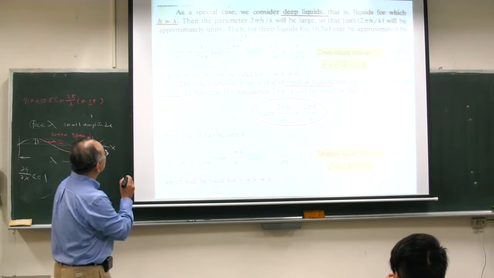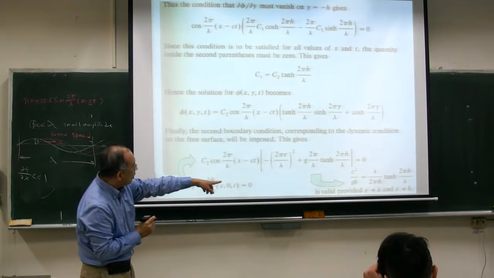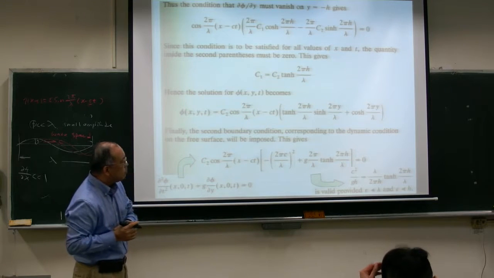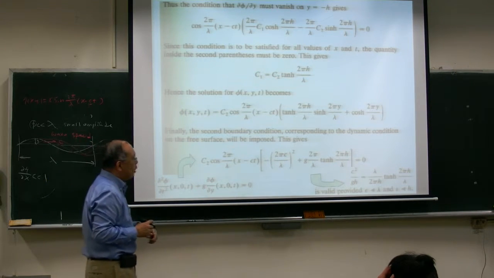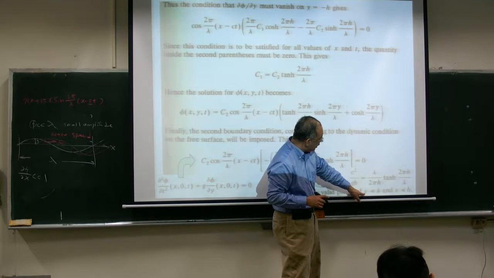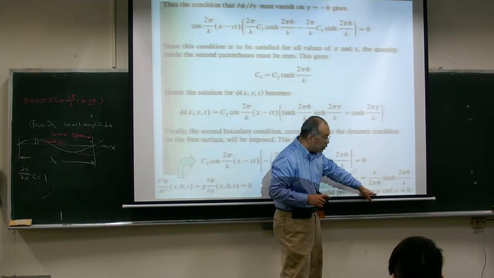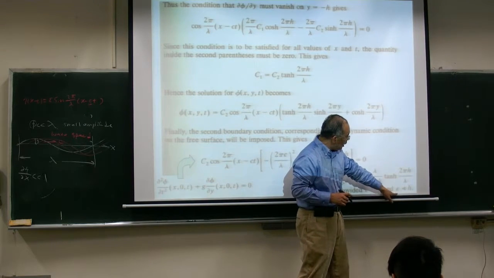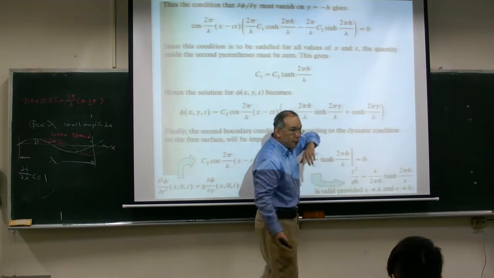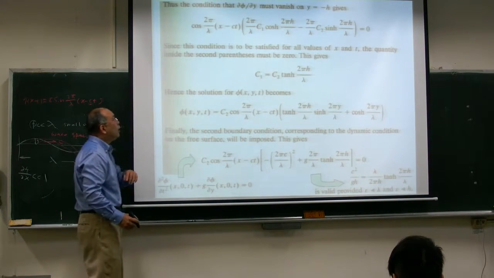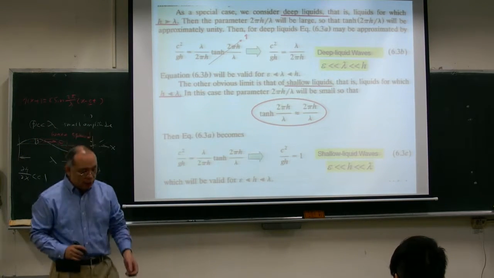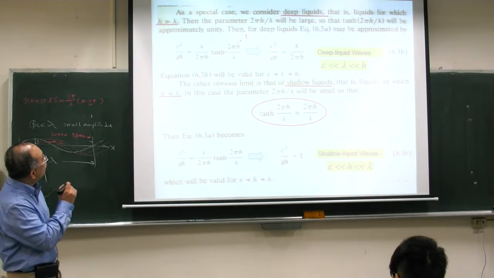As you can see, this is our dispersion relation, without any assumption. The only assumption is small amplitude. This amplitude is much smaller than lambda, and also much smaller than h. H is the height of the water. Under the small amplitude assumption, we have this dispersion relation.